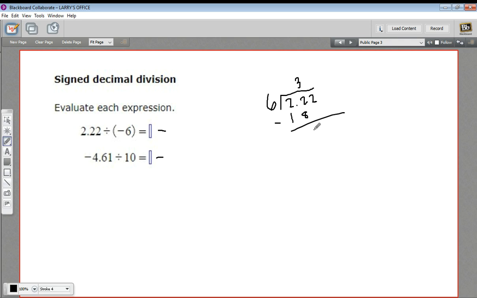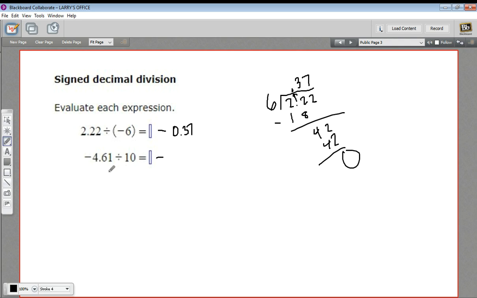22 minus 18 is 4, so now I have 42. How many 6s in 42? Well, that's 7. So 7 times 6 is 42, and I get a remainder of 0. And then I just need to put my decimal place where it belongs, which is right there. So my answer here is 0.37, and in this case, a negative 0.37.